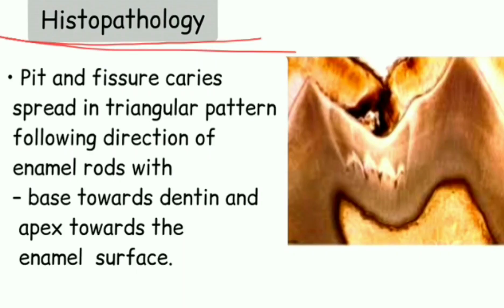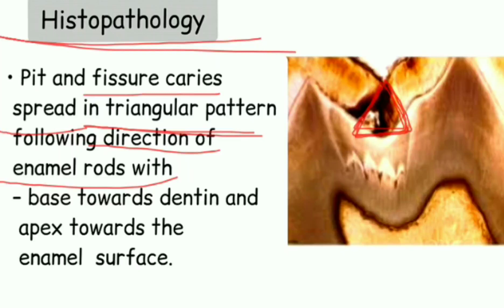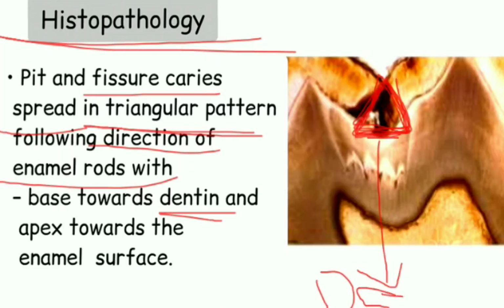When we talk about histopathological features, pit and fissure caries spread in a triangular pattern. What does this mean? You can see this triangular pattern of caries, following the direction of the enamel rods with the base toward the dentine. It is a triangular lesion, where the base is toward the DEJ, or the dentine, and the apex is toward the enamel surface.